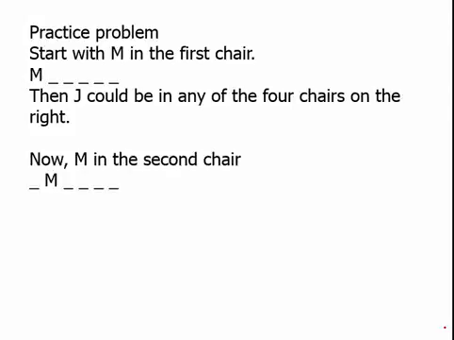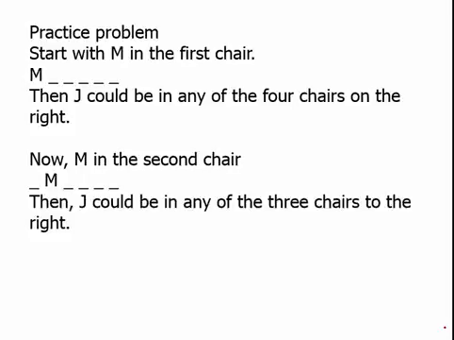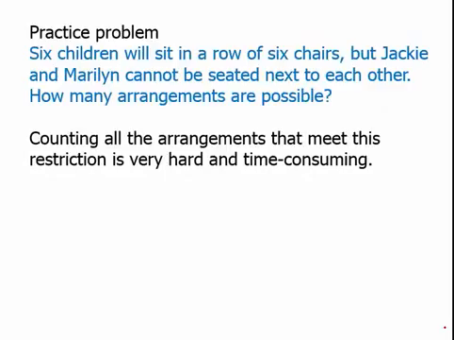Now put Marilyn in the second chair. Then Jacqueline could be in any of the 3 chairs to the right. So the number of chairs that Jacqueline could be in is not the same each time. And notice as we keep moving Marilyn over, there are going to be some chairs on the left and some chairs on the right where Jacqueline could be. So this is starting to get hard. Counting all the arrangements that meet this restriction is hard and time-consuming.